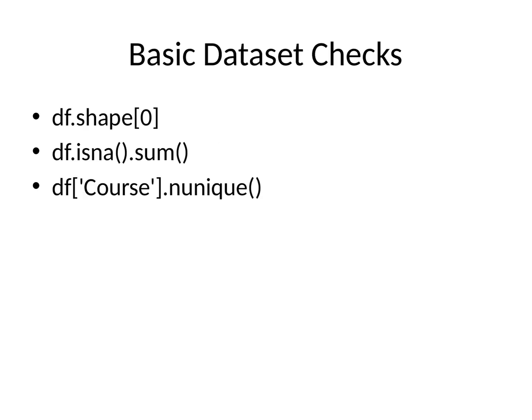Let's talk about some data frame operations. Check the number of rows using the data frame's shape at index 0, which tells you how many records exist. Use the data frame's isna method followed by sum to count missing values per column and find data quality problems. Finally, call the course column's unique method to see how many distinct courses appear. These fast checks guide cleaning priorities and help you understand the dataset structure.